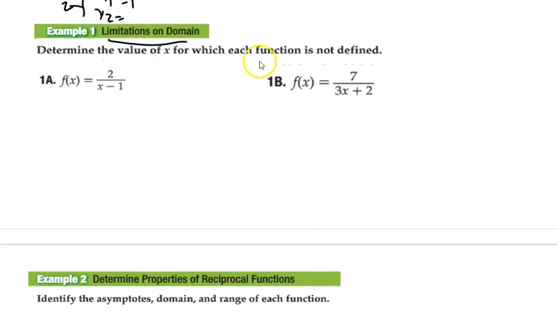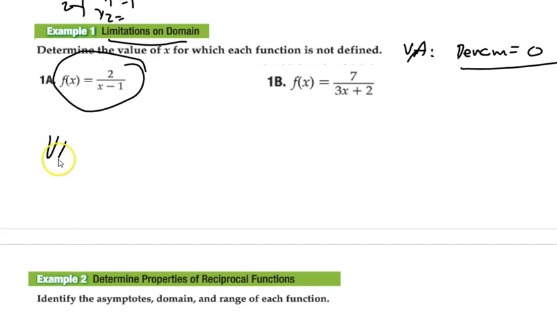Limitations of the domain. This is the same thing as our vertical asymptotes, because they're exactly the same as the limitations of the domain. So how are we going to find this? We're going to set the denominator equal to 0. That's how we find these limitations to our domain. These are just the vertical asymptotes. So here, let's find our vertical asymptote.